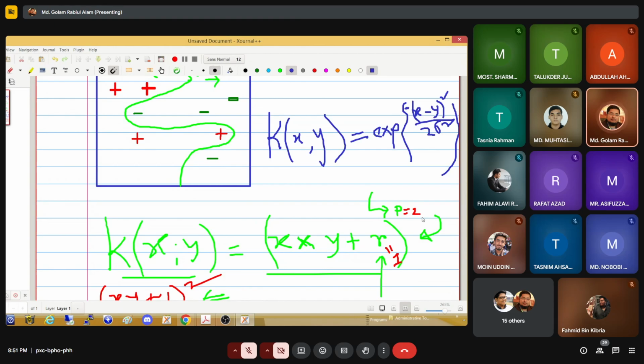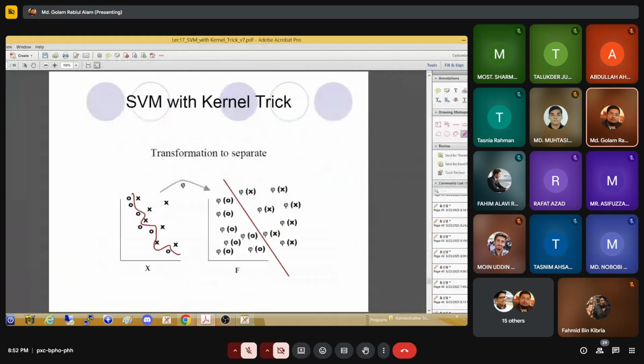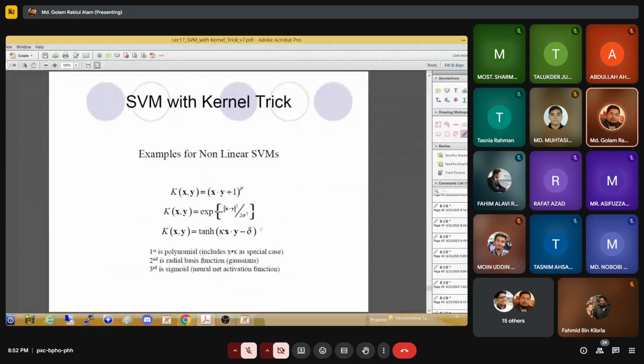This will be our radial basis function. So for that case, the radial basis function can project your data into infinite dimension. Exp negative x minus y whole square by 2 sigma square. This sigma is the variance of our data set.